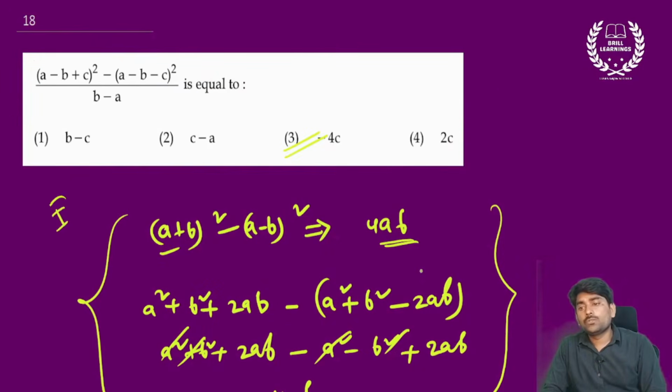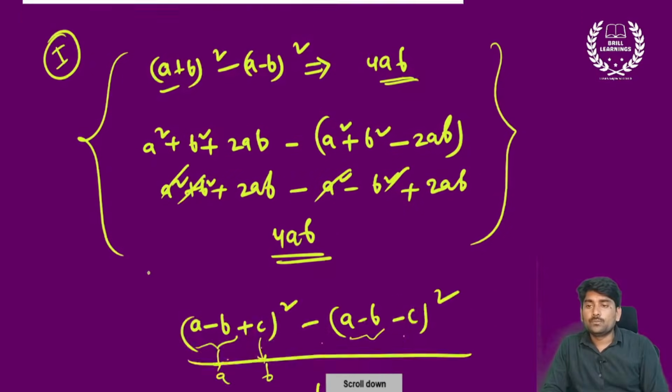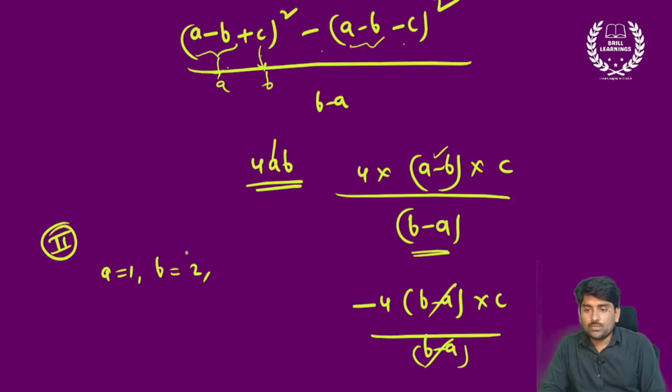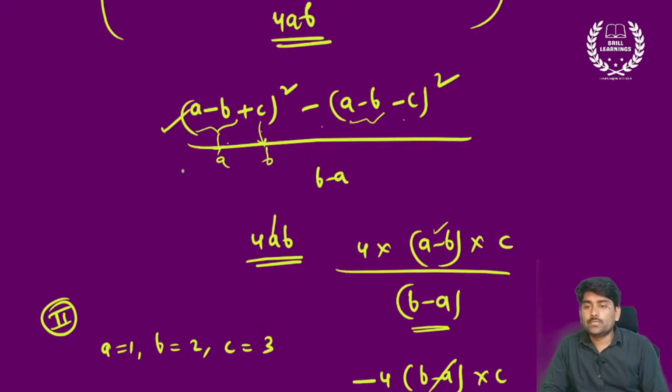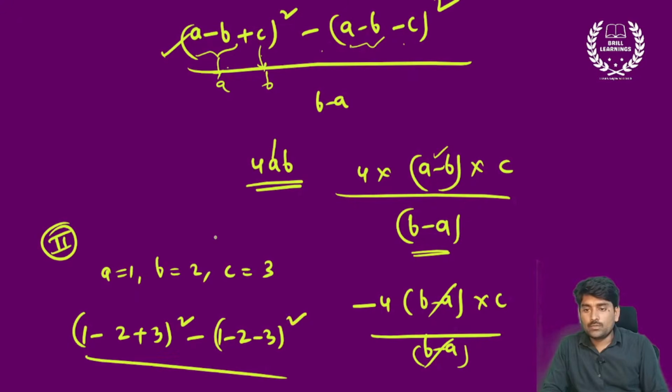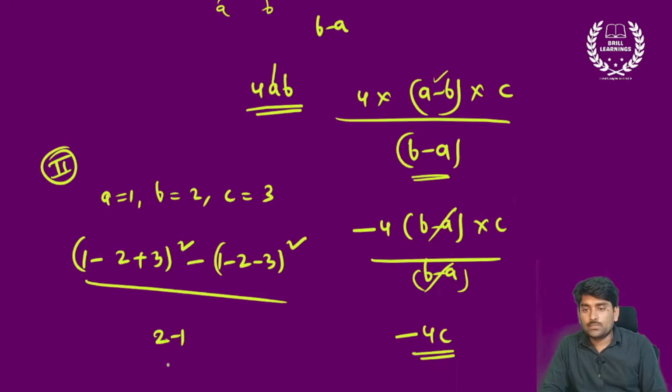I'll tell you another approach. Through the substitution approach also we can solve this problem. Let's see how. First substitute the values of a, b, c: a as 1, b as 2, c as 3. So if I substitute in this equation, (1 minus 2 plus 3) whole square minus (1 minus 2 minus 3) whole square by (2 minus 1).